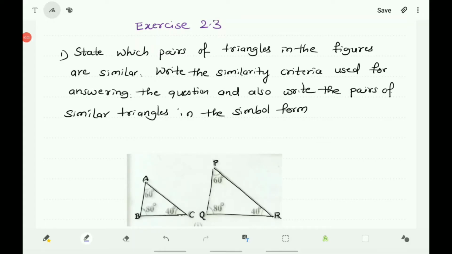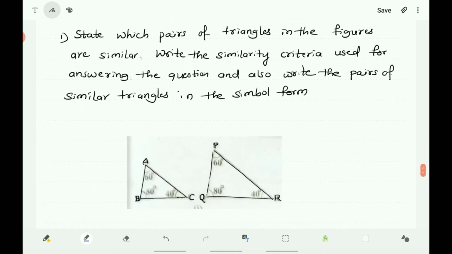Children, let us solve exercise 2.3, which is based on the similarity of triangles. The first question is: state which pairs of triangles in the figures are similar. Write the similarity criteria used for answering the question, and also write the pairs of similar triangles in symbol form.